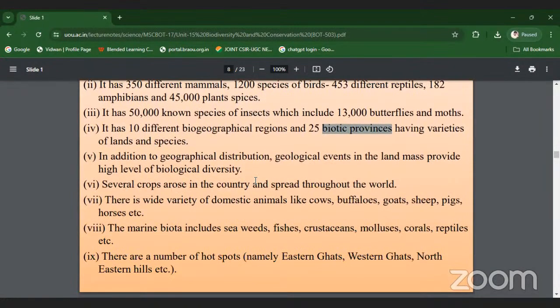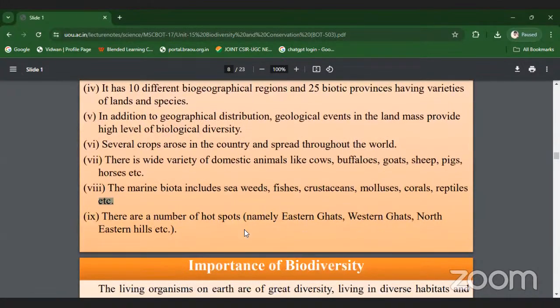In addition, geographical distribution, geographical events and land mass provide a high level of biogeographical diversity. Several crops arose in the country and spread throughout the world. There is a wide variety of domestic animals like cows, buffalo, goats, sheep, pigs, horses, etc. The marine biota includes seaweeds, all algal members, fishes, crustaceans, mollusks, corals, reptiles, etc. There are a number of hotspots: the Eastern Ghats, Western Ghats, and the Northern and Northeastern Himalayas.